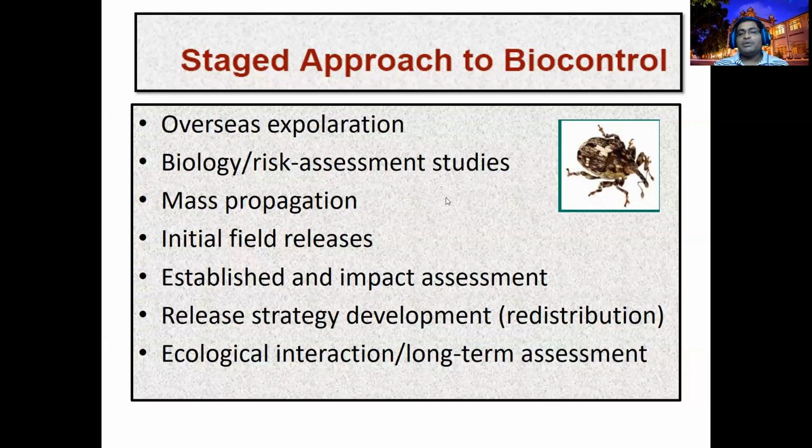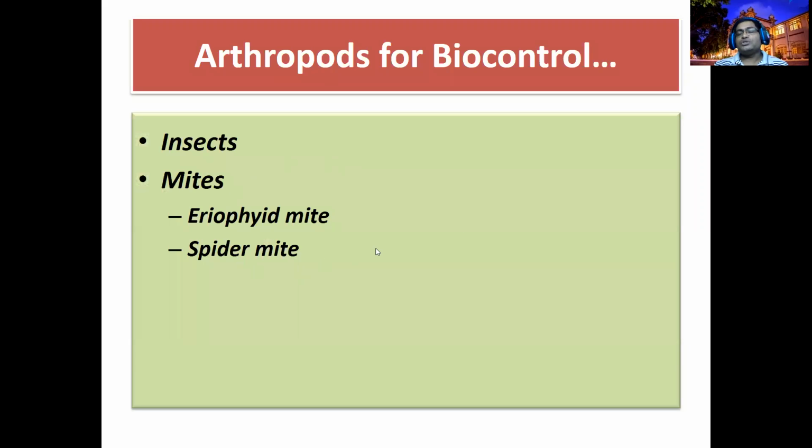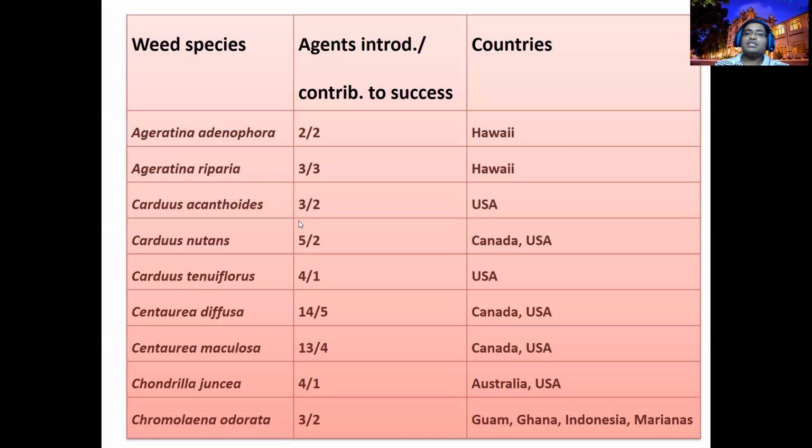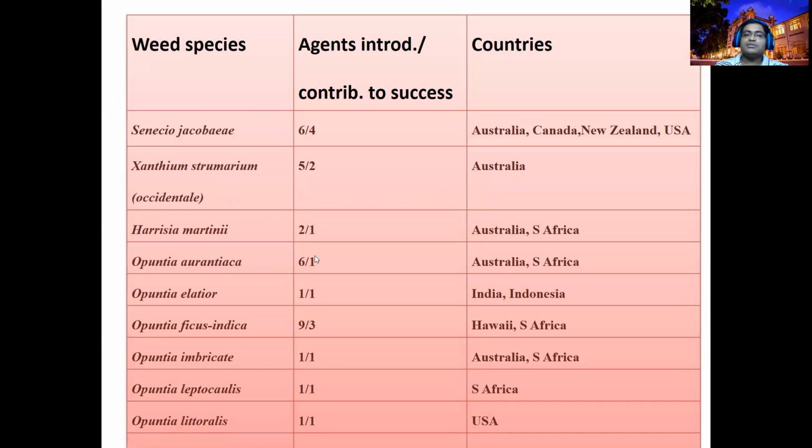So this is a classical biological control process, the introduction of weed biological control agents. I have explained this in the last class too. Arthropods, insects and mites, you can use very easily to control these nasty weeds. These are the successful weed species and control agents introduced in different parts of the country.